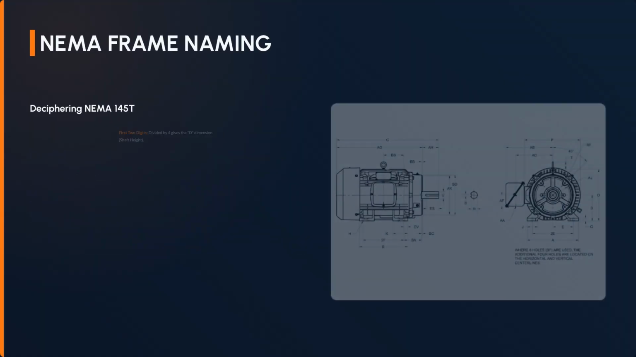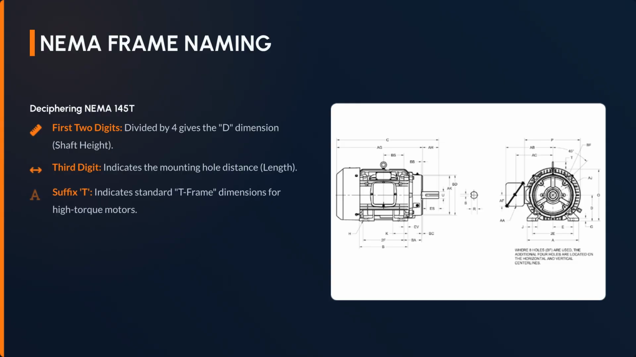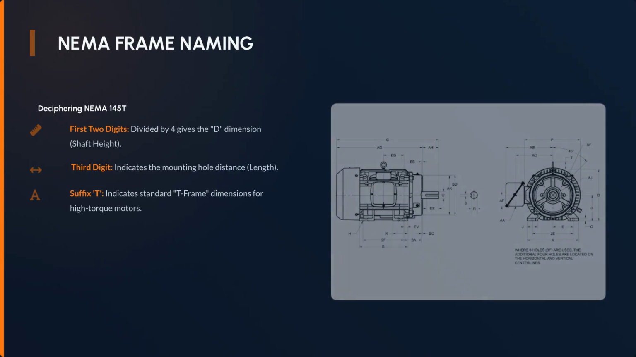In NEMA frame naming, the first two digits of NEMA 145T divided by 4 give the shaft height. The third digit indicates the mounting hole length, and T indicates standard T-frame dimensions for high-torque motors.